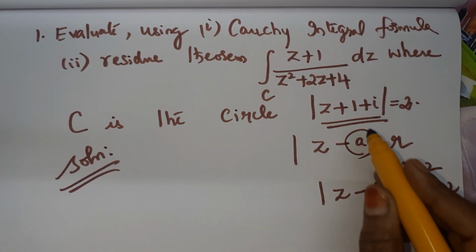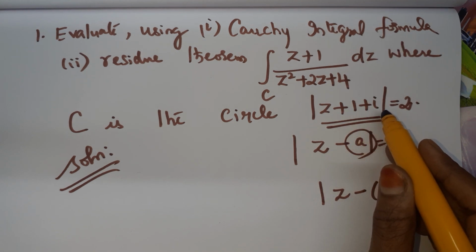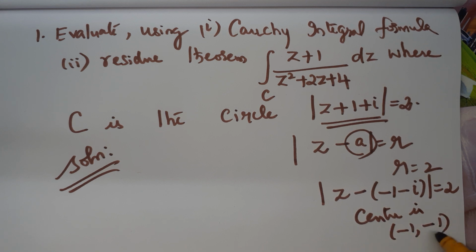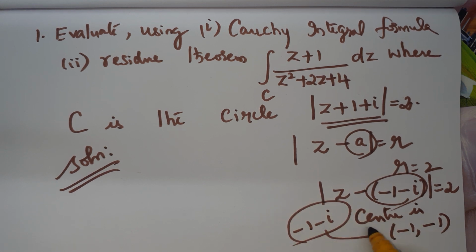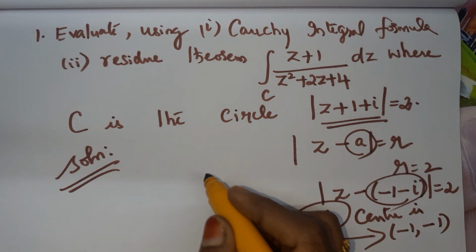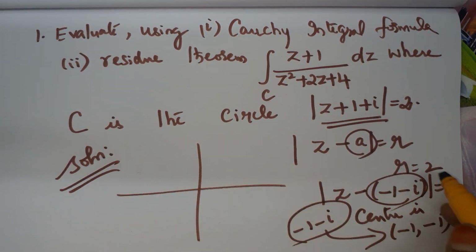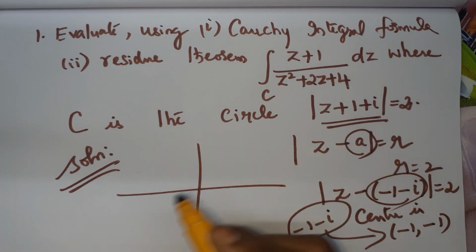So minus into this will become minus and this will become minus. Minus 1 minus 1. Okay, so now the center is what? Minus 1 comma minus 1. Actually the value is minus 1 minus i. So I am converting that as a point, writing the x coordinate comma y coordinate. So minus 1 comma minus 1. So with center minus 1 comma minus 1, the circle is with radius 2.